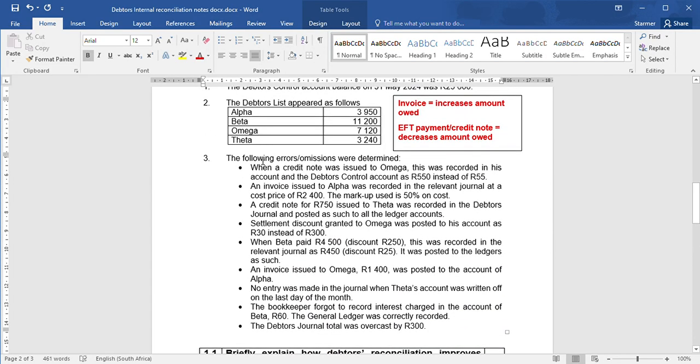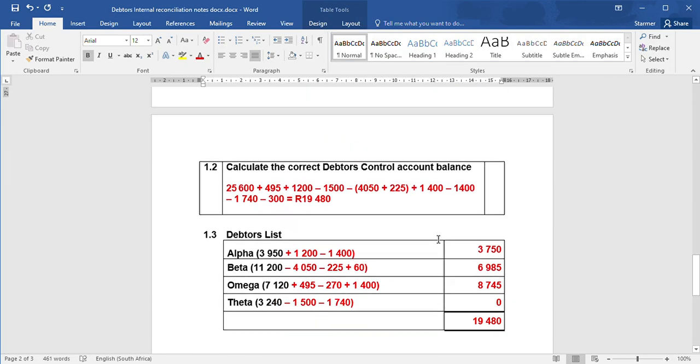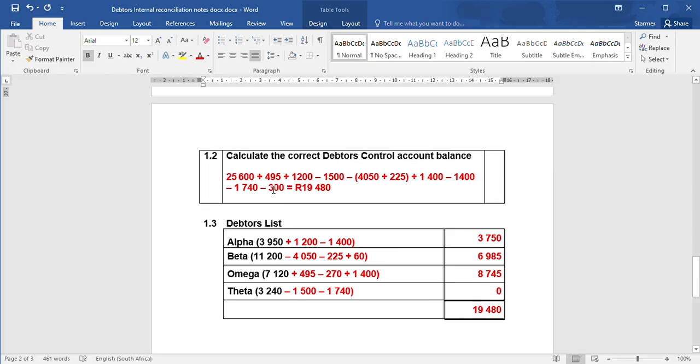The first one, when a credit note was issued to Omega, this was recorded in his account and the debtors control account as 550 instead of 55. So remember, we talked about a credit note here. So if you read this, it means we decreased his account by 550. We should have only decreased his account by 55, and likewise in the debtors control account. So when you decrease the account by too much, you need to work out the difference, which is 495, and add it back there. And Omega is also incorrect, so you'll add back to Omega over there.